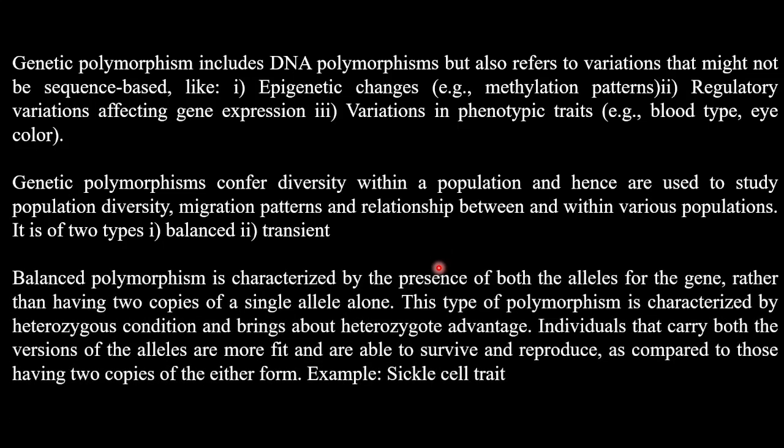Now you can see the definition here, whatever I told you right now. Balanced polymorphism is characterized by the presence of both alleles, capital A and small a. Both the alleles are present rather than having two copies of a single allele alone. This type of polymorphism is present in heterozygous conditions and brings the heterozygous advantage. Individuals that carry both alleles may be considered more fit, able to survive and reproduce as compared to those having two copies of either form. And the example is the sickle cell trait, as I mentioned here.